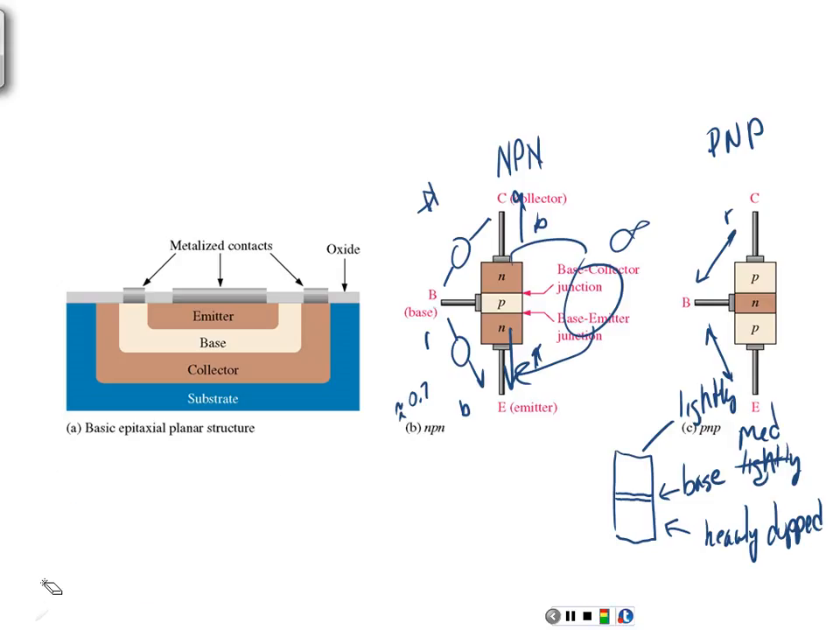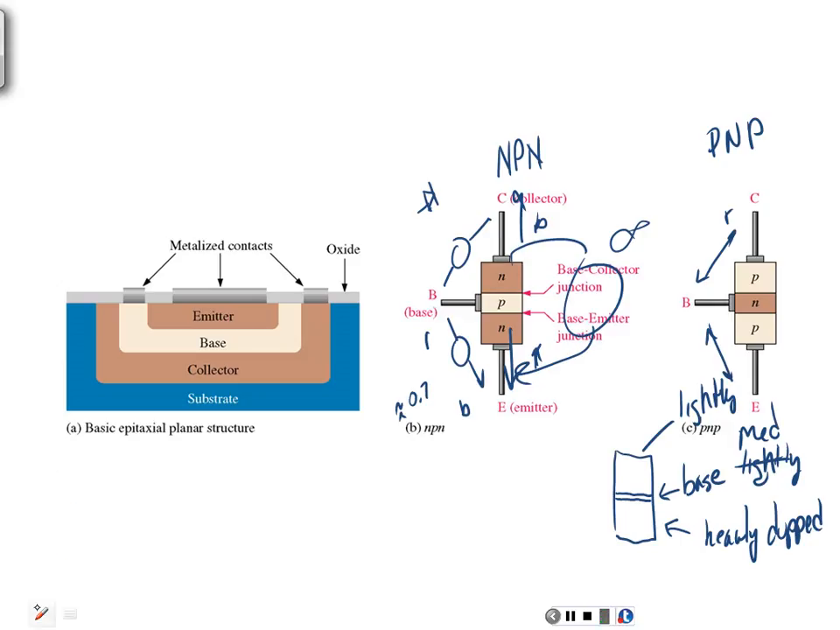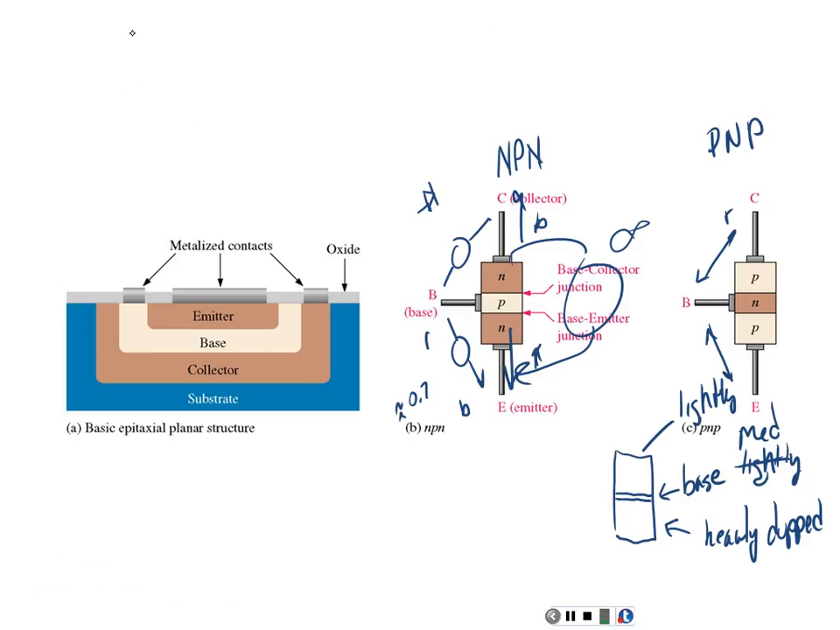So how's this thing going to work? Well, what happens is we come over here and the base is extremely thin. So what we do is we bias. And what is bias? We've already talked about that. You need to be able to define what the term bias means in electronics.